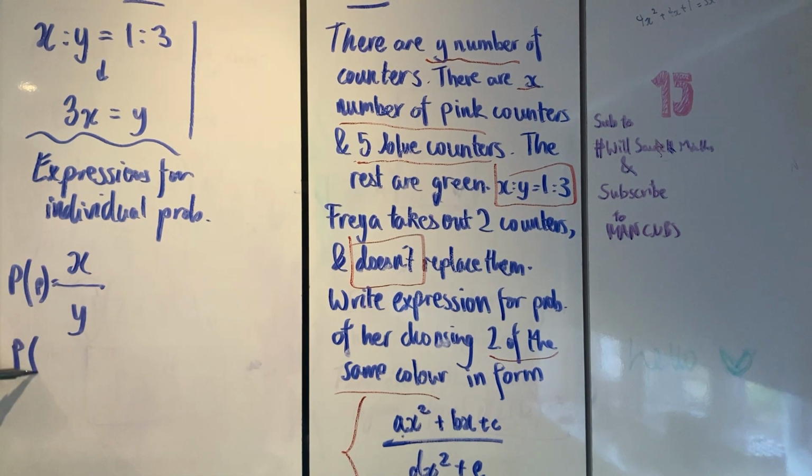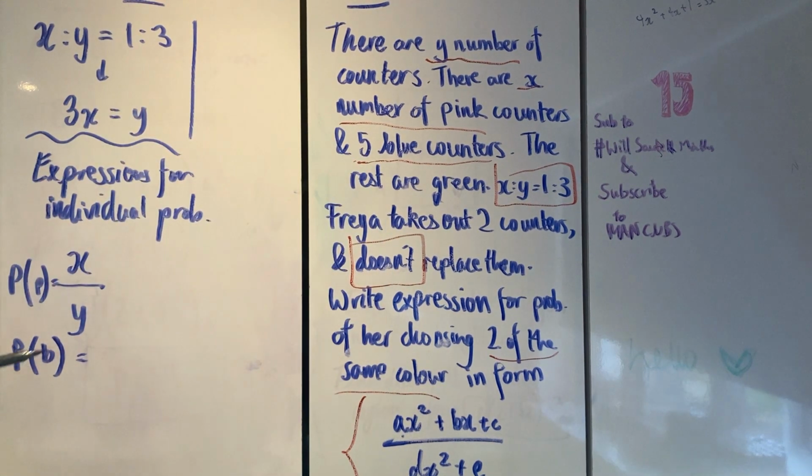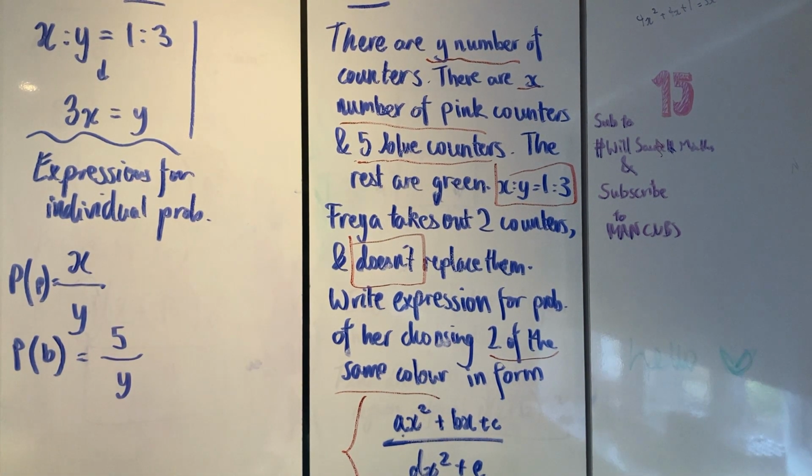Now, let's do the probability of blue counters. How many blue counters do we actually have? We've got 5 blue counters, so we can just put 5 on the top, and as we know, we've got a total of y counters.